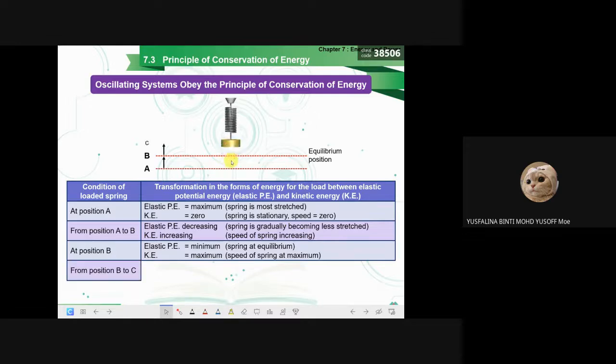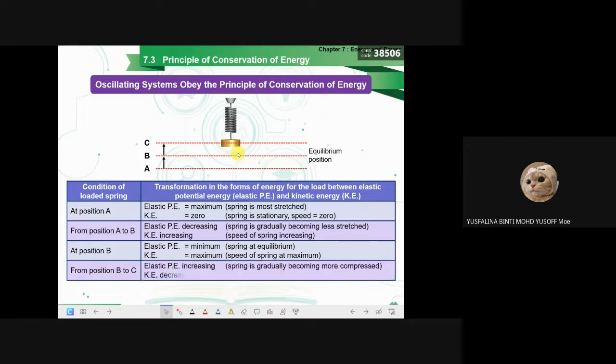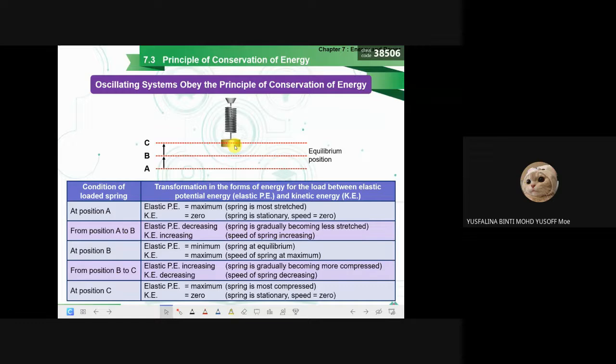Okay, and then from B to C, the elastic potential energy will increase. The spring gradually becomes more compressed, right? So from B to C, the elastic potential energy is increasing, and the kinetic energy will decrease. At position C, the elastic potential energy is maximum and the spring is most compressed, and the kinetic energy is zero.